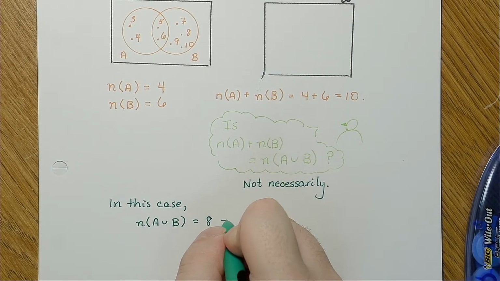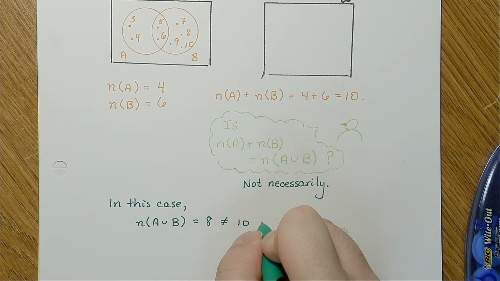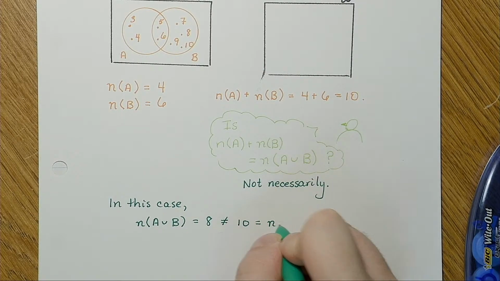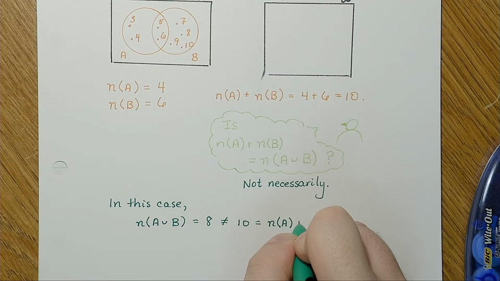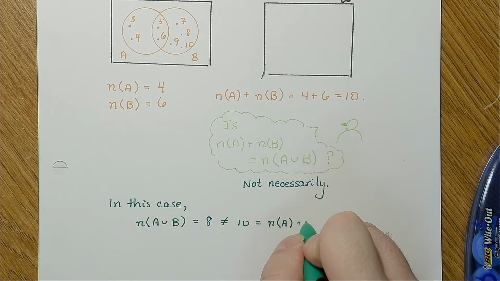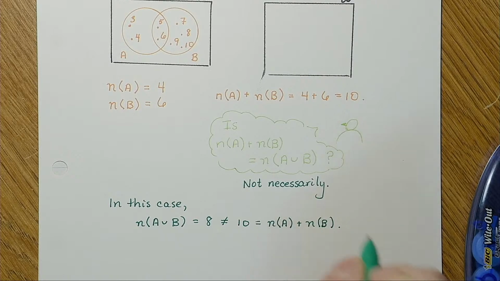So, which is not equal to 10, which was what we said when we added up the number of elements in A and the number of elements in B. Okay.